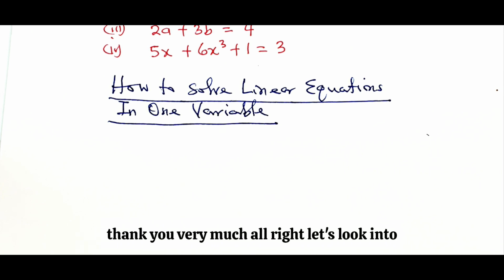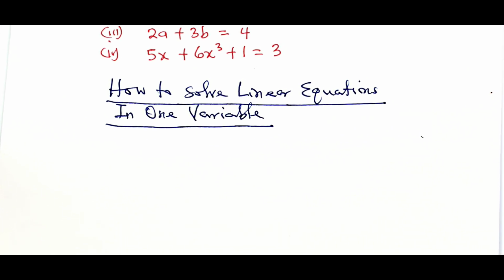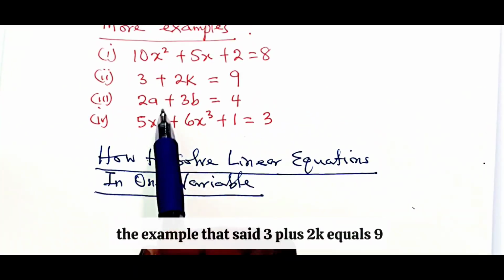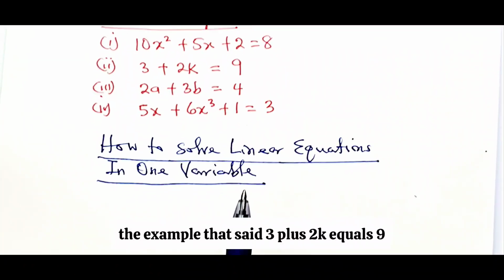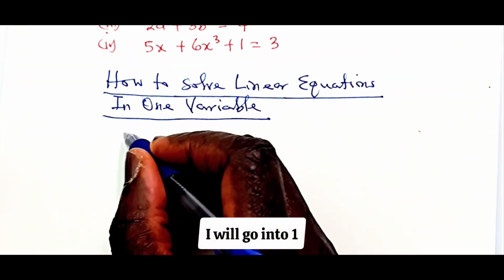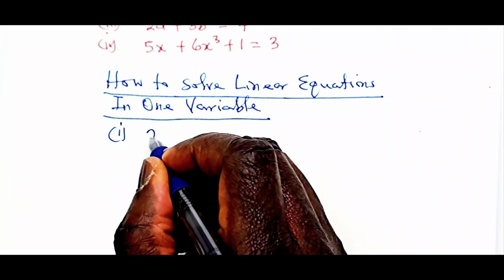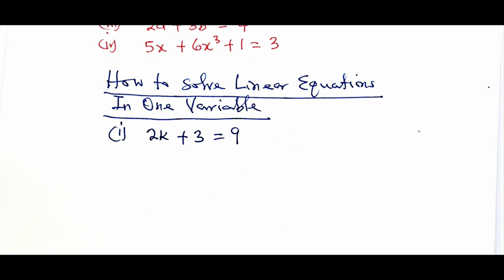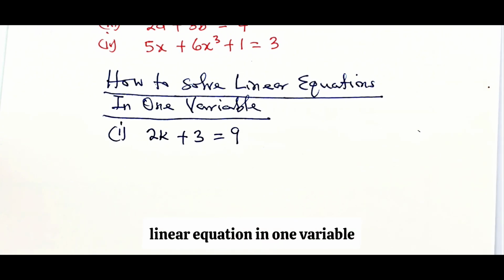All right, let's look into how we solve linear equations. The first one, I will pick from this example, the one that said 3 plus 2k equals 9. I will write it as 2k plus 3 equals 9. This is a typical linear equation in one variable.